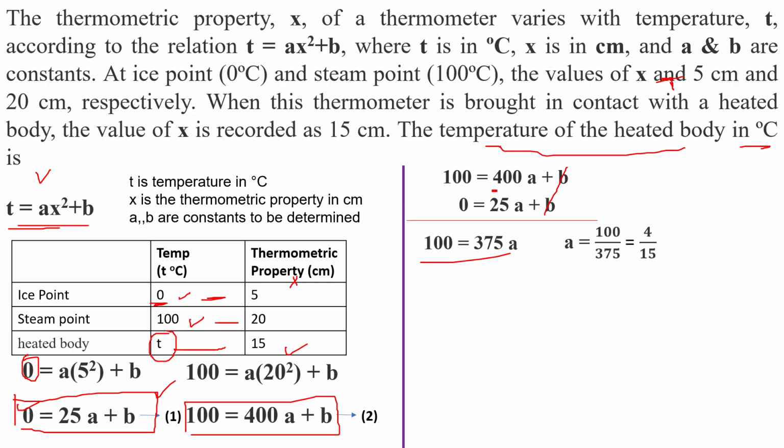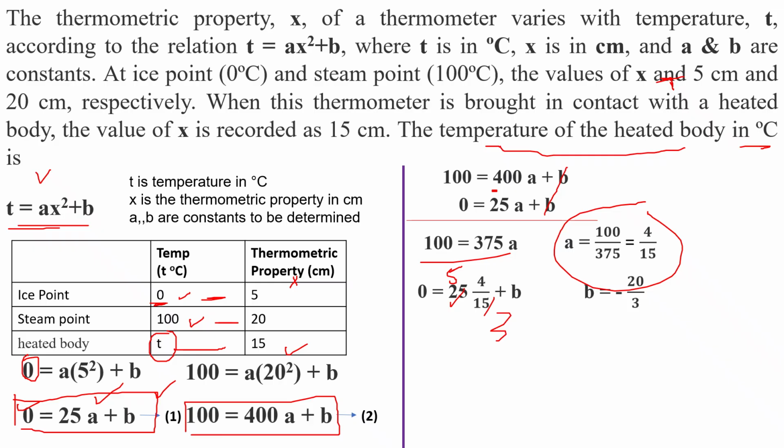Then substitute this a value in equation 1, and we will get the b value. So equation 1 is 0 equal to 25a plus b, then substitute a as 4 by 15. Then the equation will become 0 equal to 25 into 4 by 15 plus b. So here, 5 3s are 15 and 5 5s are 25, so b will become minus 20 divided by 3. We know the a value and the b value.